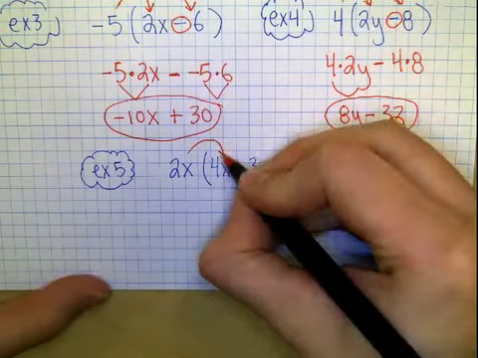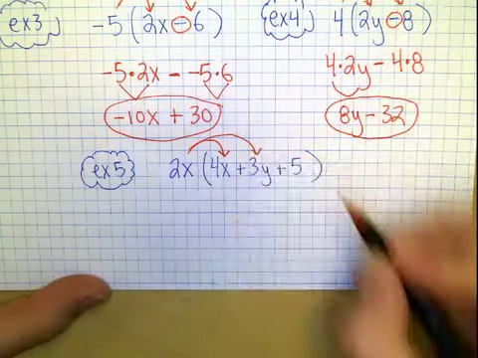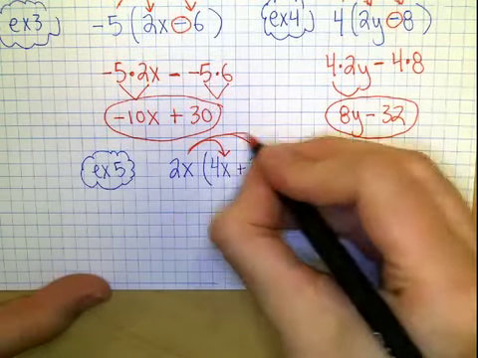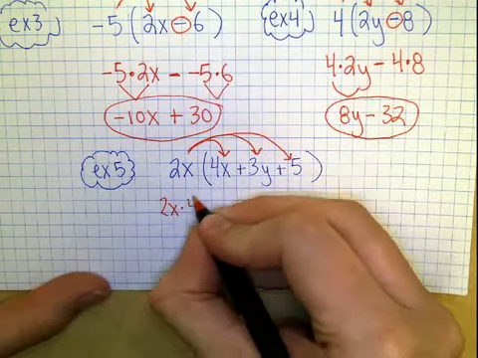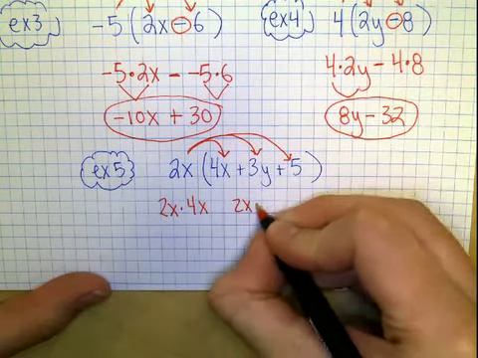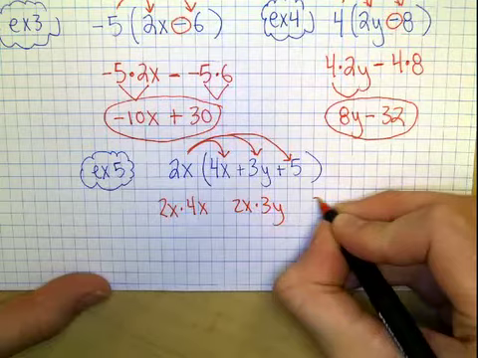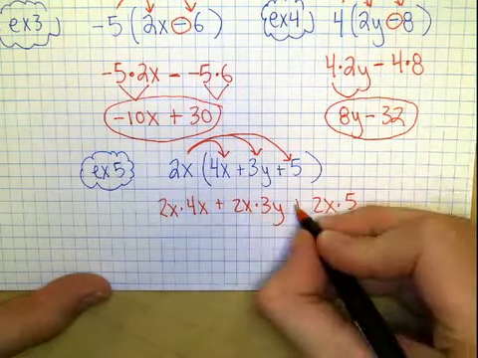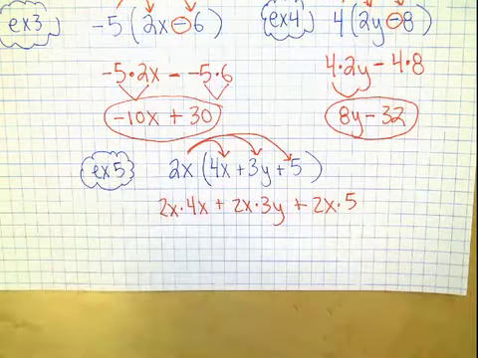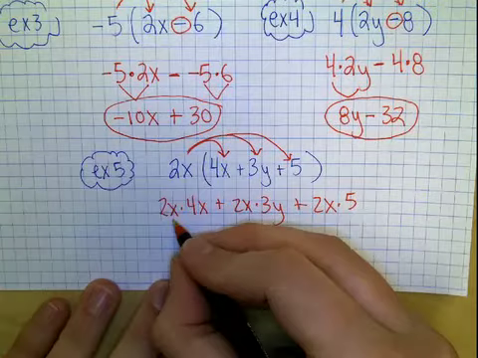Still distributive property, we're just kind of getting bigger, adding more things in here. So you're going to do the same thing. You're going to take the 2x, go inside, but now you're going to do it not just with these 2, but with all 3 of them. So the 2x and the 4x are going to be multiplied. The 2x and the 3y are going to be multiplied. And the 2x and the 5. And each of these was adding, so we're adding. There's no negatives to worry about. So let's just do some math.